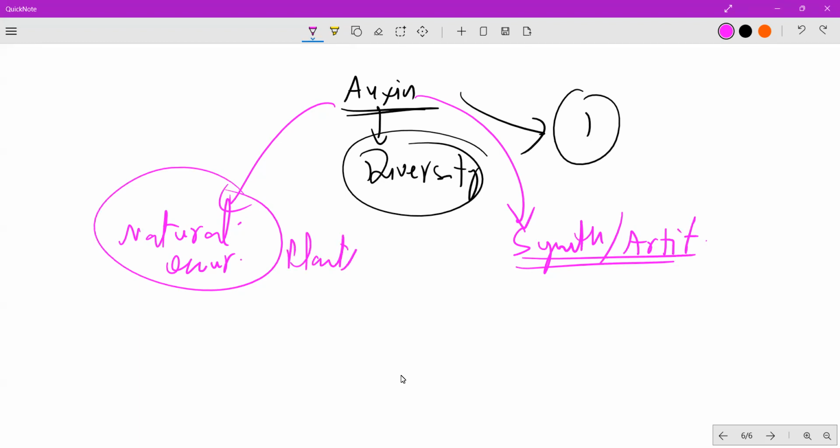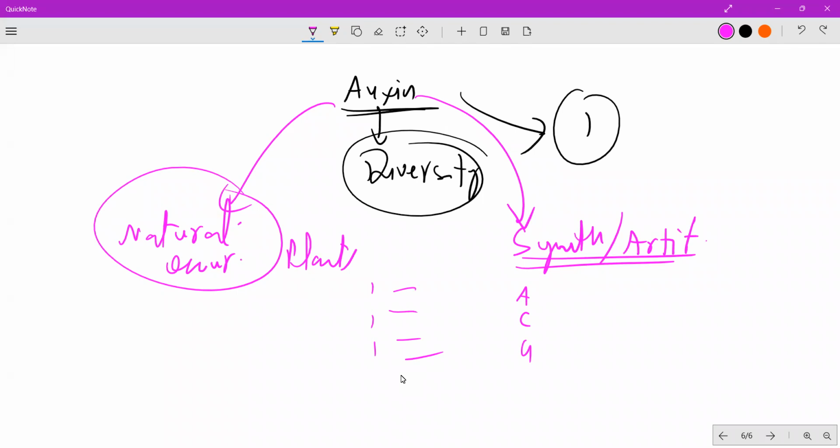And many times these questions also come in exams. They'll give you four examples and ask which of them is a synthetic auxin, or which of them is not an auxin. Many times such questions come in exams, or sometimes in matching. They'll give four compounds here and auxin, cytokinin, gibberellin there, and ask you to match. So in matching, such questions come many times. So this is very puzzling.